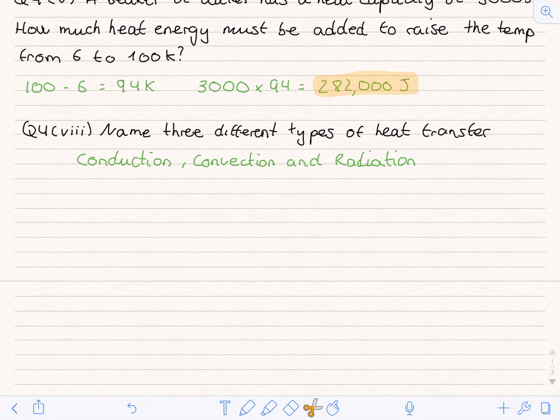Now it says name 3 different types of heat transfer. There's actually loads of them, but the 3 main ones you're going to see are conduction, convection and radiation. I think I have videos of this on my channel, but if I don't, I'll try to make them as soon as possible and upload them, naming the differences and different exercises and explaining everything a bit better.